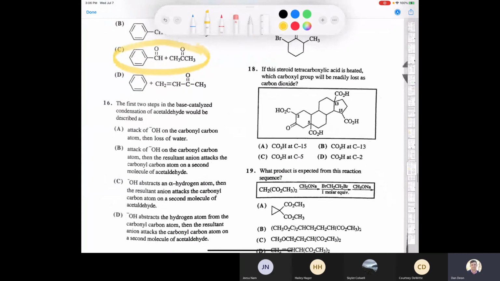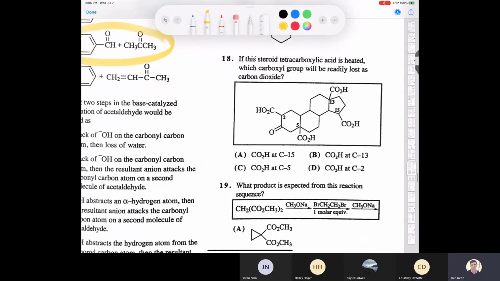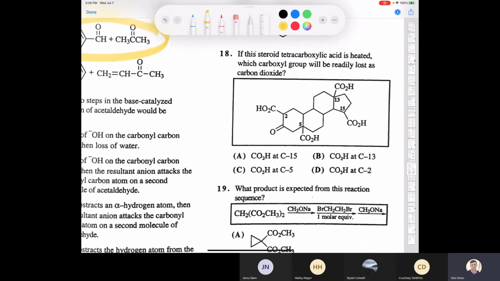Question number 18. Let's see here. It says, if this steroid, tetracarboxylic acid, is heated, which carboxyl group will be readily lost as CO2? I want it carbon 2, 5, 13, or 15. Could anybody tell me? There's one of these that if you heat it up, it's just going to poof, blow away instantaneously. Oh, I can't see your answers. Let me scroll down here.